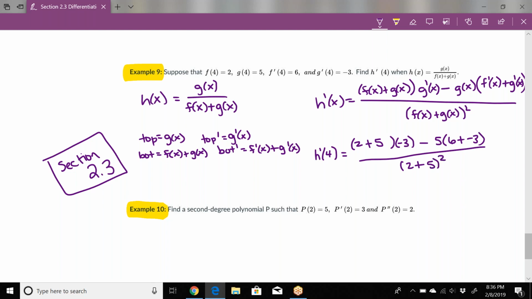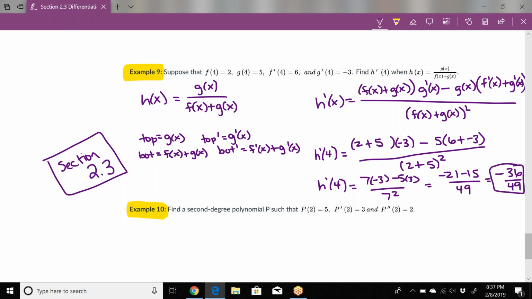So this is just order of operations at this point. So that would be 7 times negative 3 minus 5 times 3, all over 7 squared. That is negative 21 minus 15 over 49. That's going to be negative 36 over 49. So there is h prime of 4.